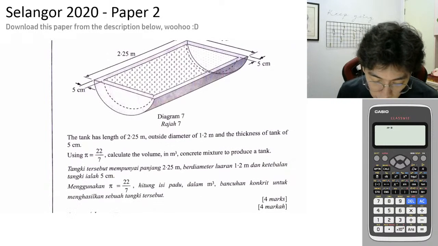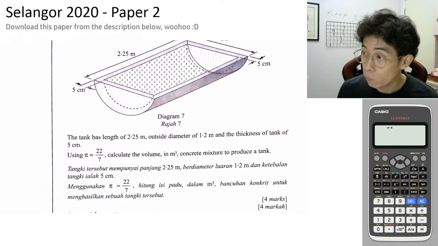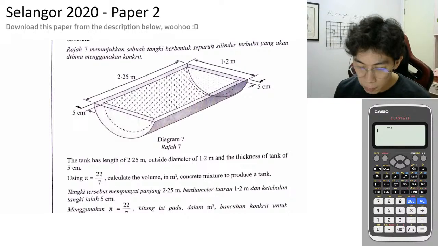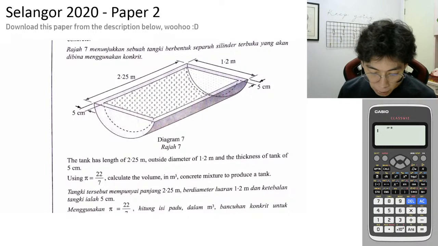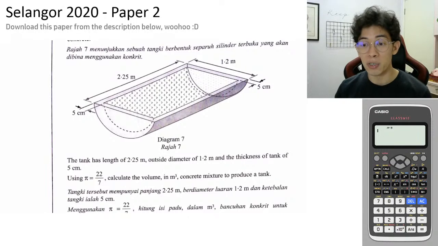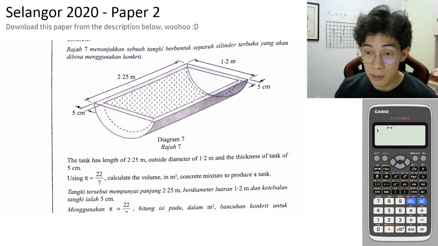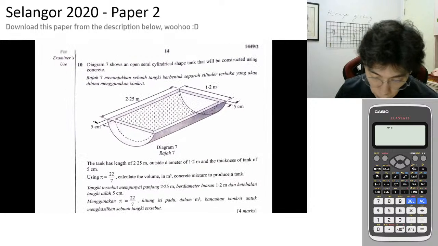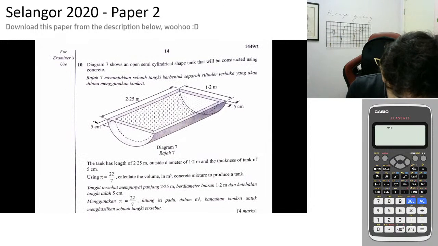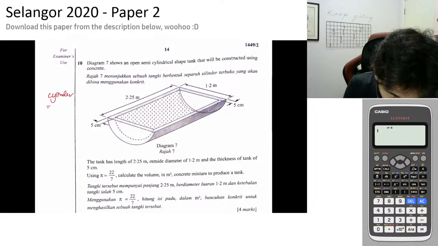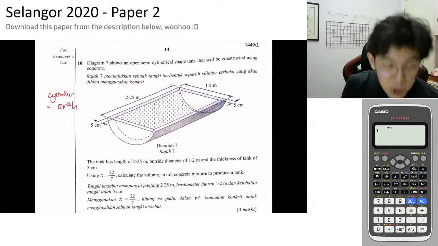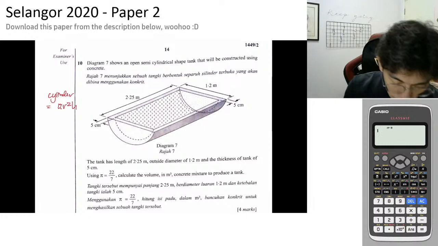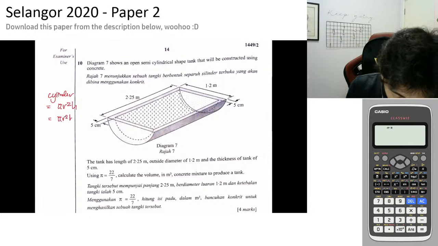The tank has a length of 2.25 meters, an outside diameter of 1.2 meters, and a thickness of 5 centimeters. I will tell you the formulas first. Cylinder equals pi r square h, correct? And then they say half of the cylinder, so it will be pi r square h over 2.